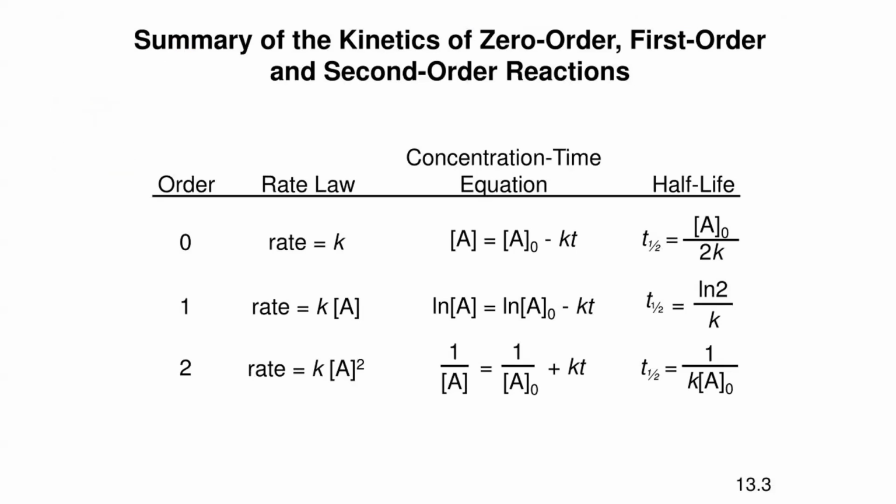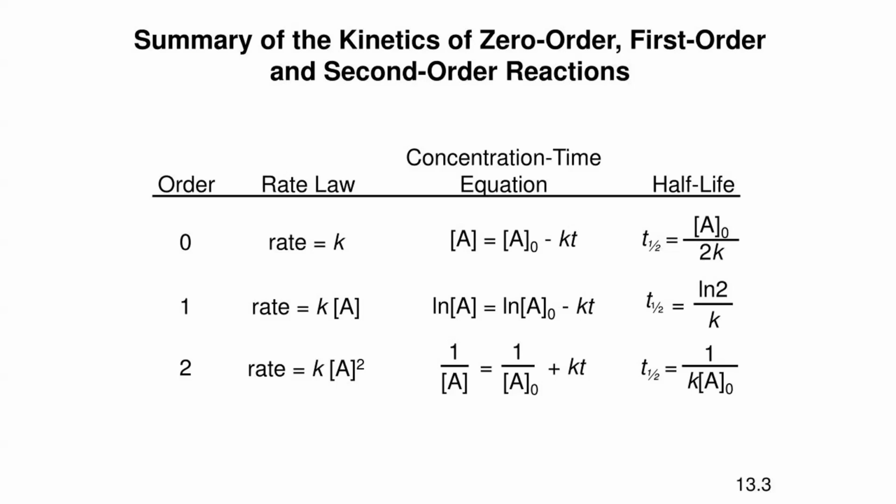So for the rate law of the zero order reaction, rate is equal to K. It means that the rate of the reaction doesn't depend on the concentration of the reactant. And of course, the equation is concentration of A is equal to the initial concentration of A minus Kt, and the half-life is initial concentration of A over 2K for the zero order.